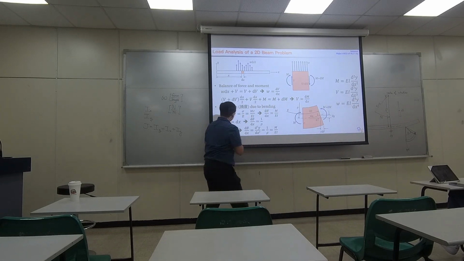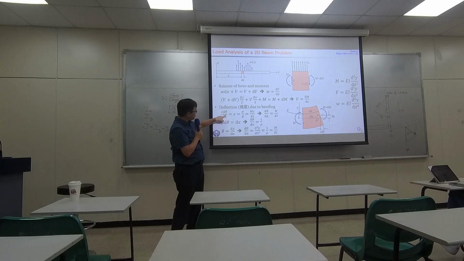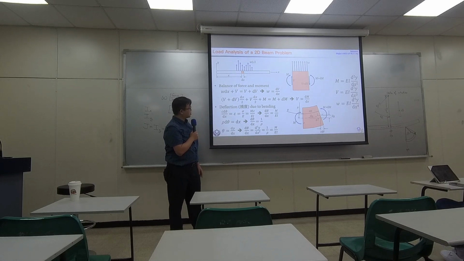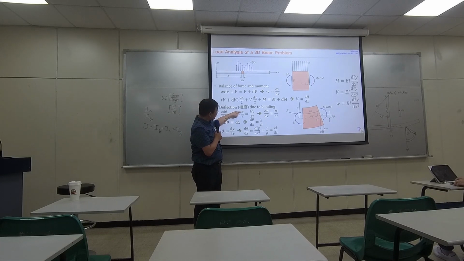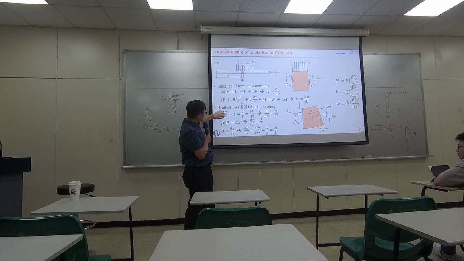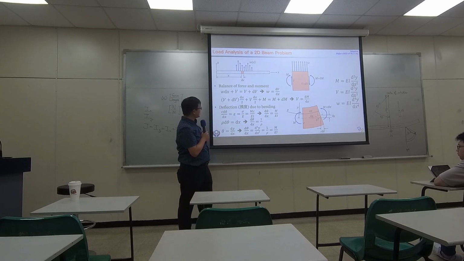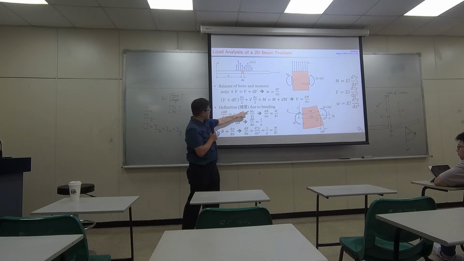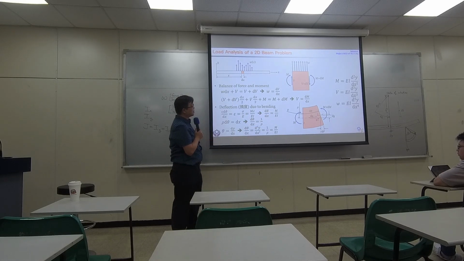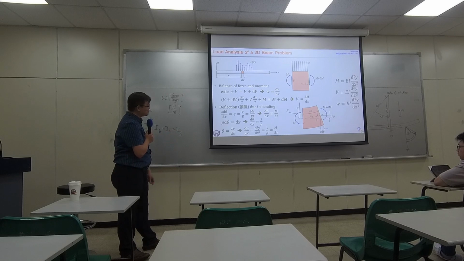If you have the increment over its original length, that's the definition of strain. That's how we have this equation. And strain equals stress over Young's modulus. And also, stress equals Mc over I. So overall, from the first one and the last one, we can cross out c. So d theta over dx equals M over EI. That's a very important equation right there.